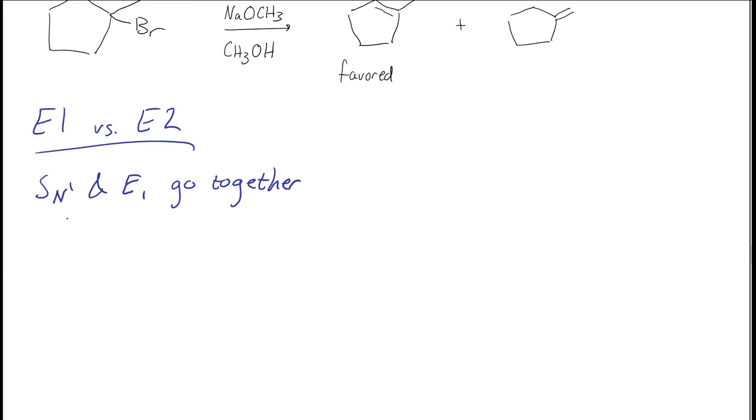So anytime you can form a stable or stable-ish, like a secondary, carbocation with a weak base or nucleophile, you're going to favor SN1 and E1. And notice I said and. You're going to favor both of them. It's really hard or impossible to favor one of those over the other. So generally these products are going to have a mixture of both. So let's look at an example of that.